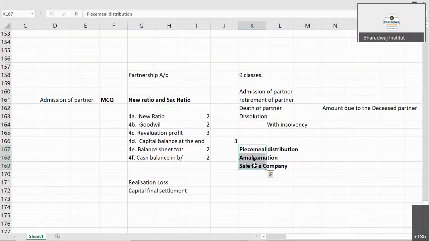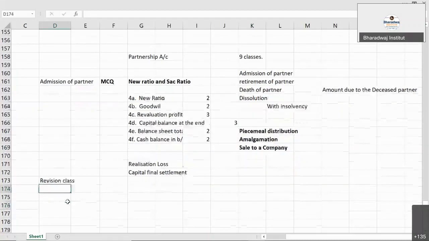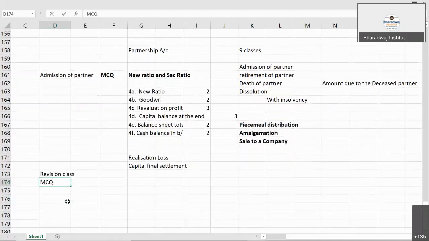So if a student does, number 1, the revision class notes, then I've given MCQs based on the full syllabus. These are all compilations from past examinations. If you are thorough in these two, I can guarantee you 60% plus in the exam.